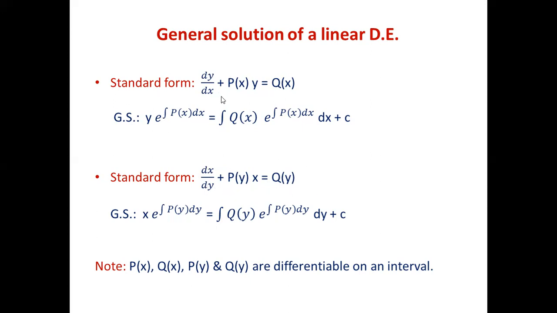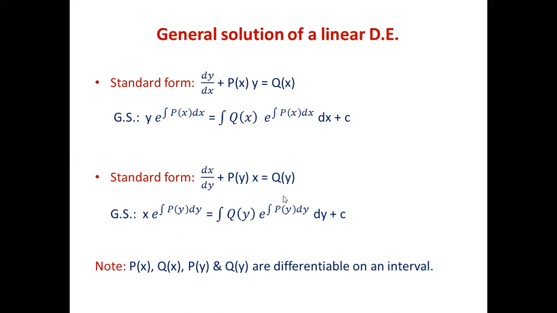In this case, where y is the dependent variable and x is the independent variable, the general solution is given by y multiplied by e to the power integral p of x dx is equal to integral of q of x multiplied by e to the power integral p of x dx plus integration constant. Here, remember, y is the dependent variable, x is the independent variable.